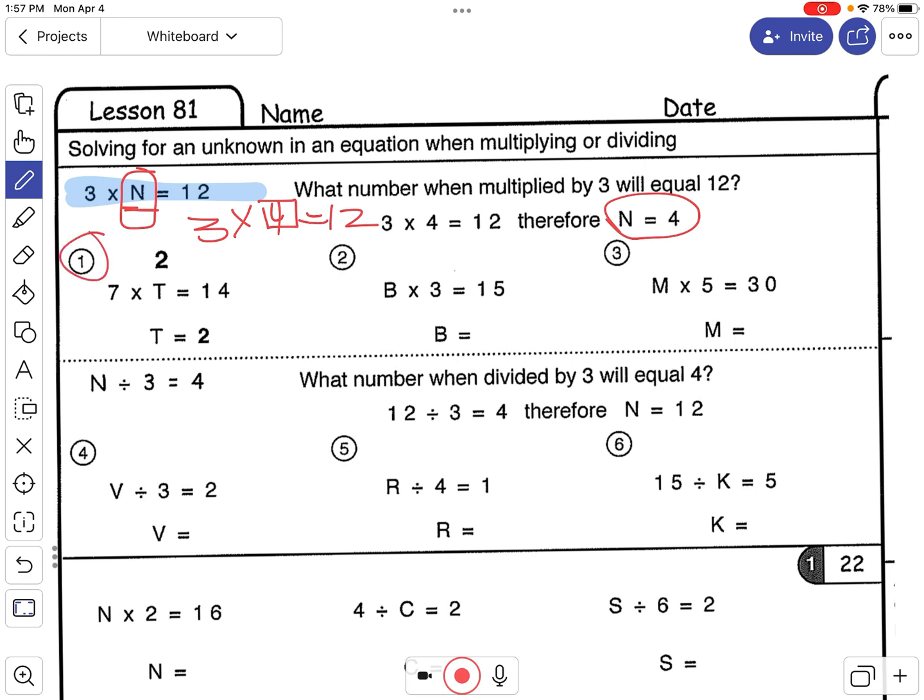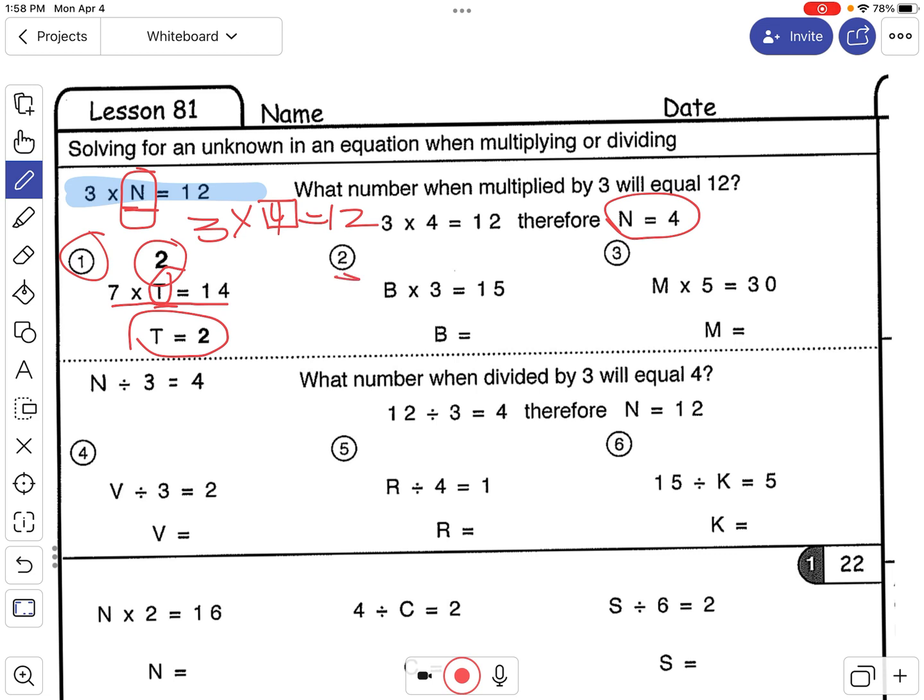Here's another problem here, number 1. 7 times t equals 14. Well, what is t? If I replace t with a 2, then it comes out great. 7 times 2 is 14. So therefore, t is the number 2. So that t is like a blank or a missing number. The 2 goes in the place of the letter t.